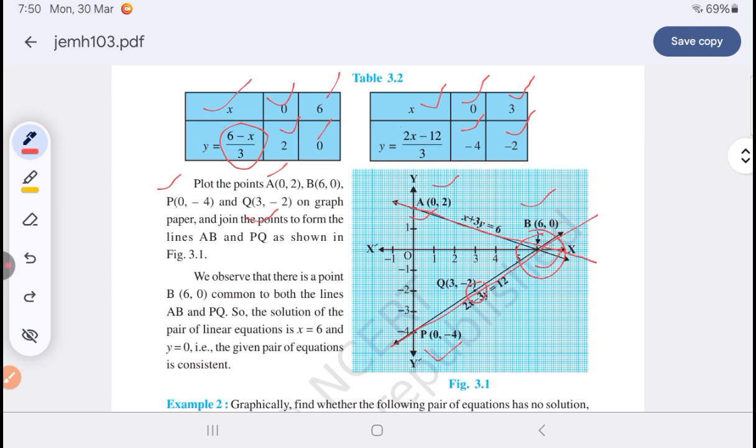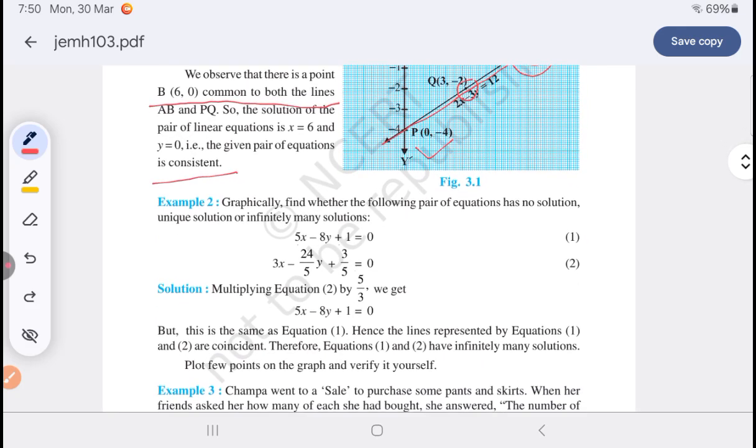6 comma 0 is a common point for both lines. So this pair of equations has a solution, that is x equal to 6 and y equal to 0. And the given pair of equations is consistent.